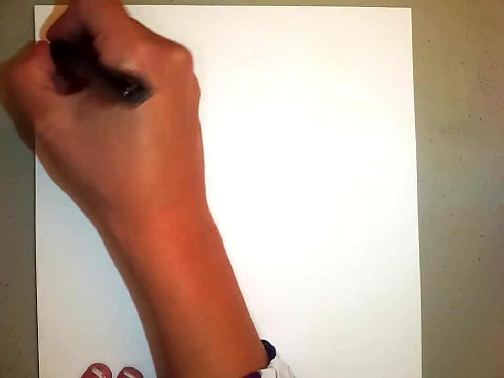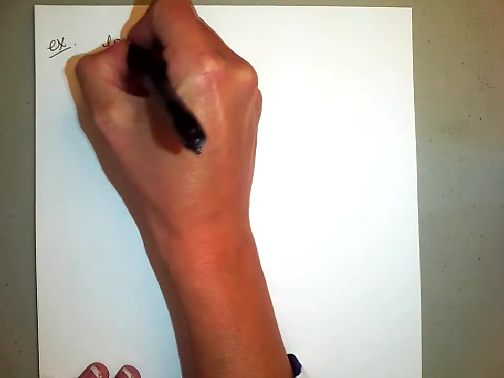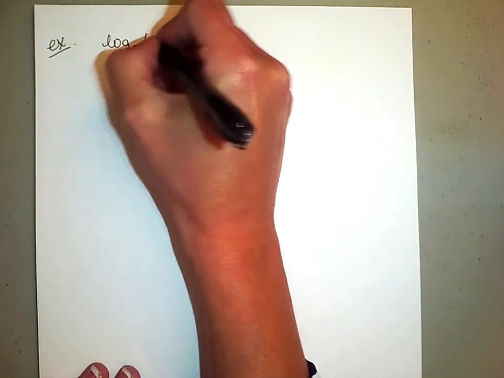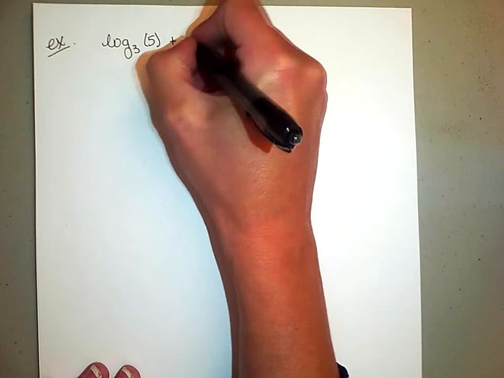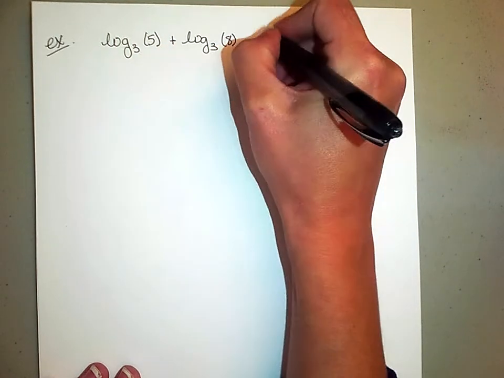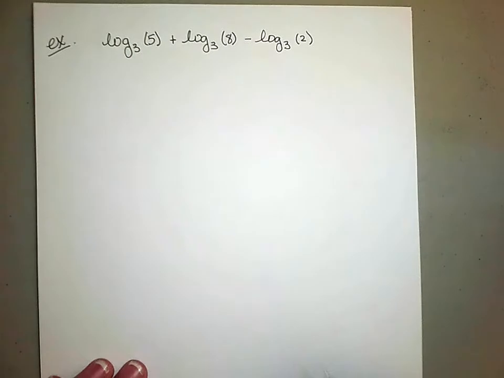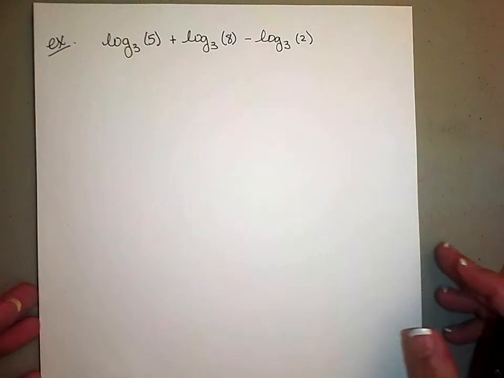Okay, let's continue with some more examples. So this is another example of combining logs. If we had the log base 3 of 5, and we added to that the log base 3 of 8, and then subtracted the log base 3 of 2, and we wanted to write this as a single logarithm.